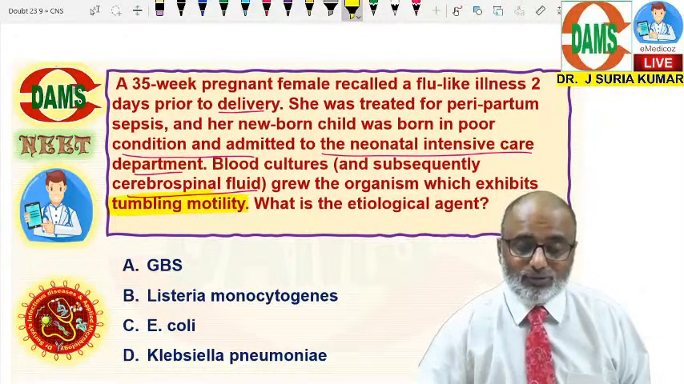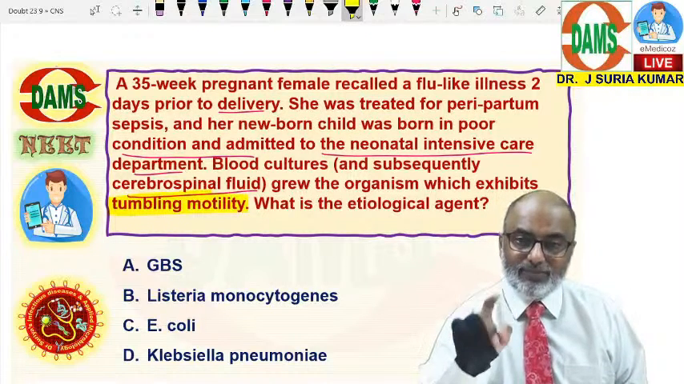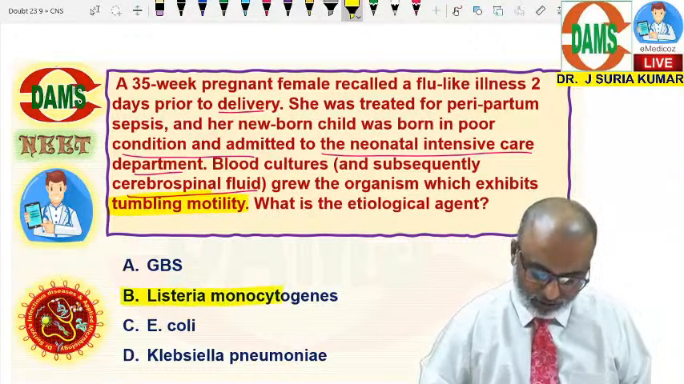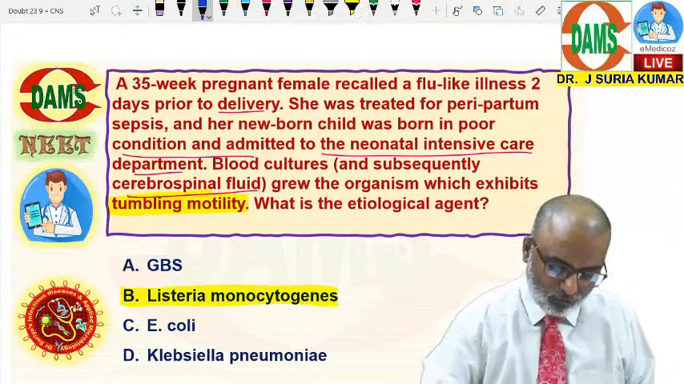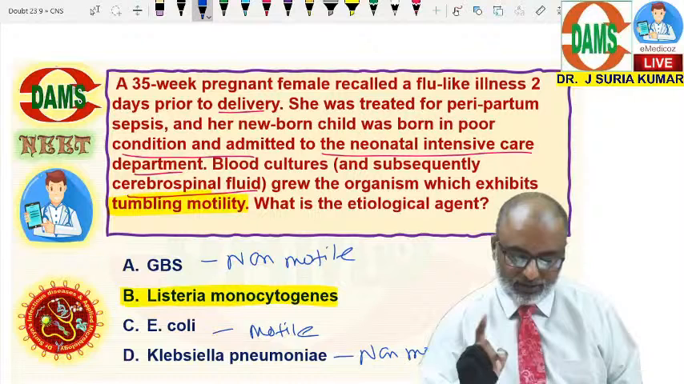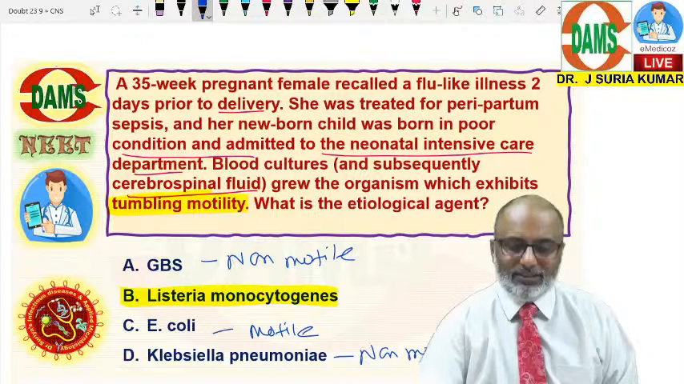In neonatal meningitis, what are the common causative agents? For the organism which exhibits tumbling motility from CSF, you can vote for Listeria monocytogenes, because group B Streptococcus is non-motile, Klebsiella is non-motile, and E. coli is motile and gram negative, but it won't exhibit tumbling motility. Tumbling or somersault motility is exhibited by Listeria. Drug of choice for Listeria is ampicillin.